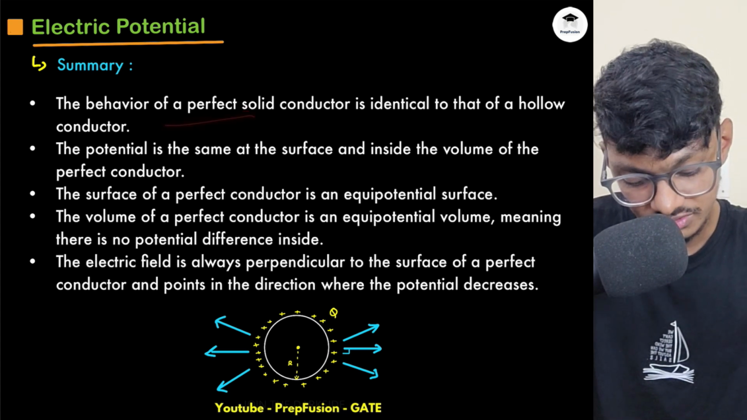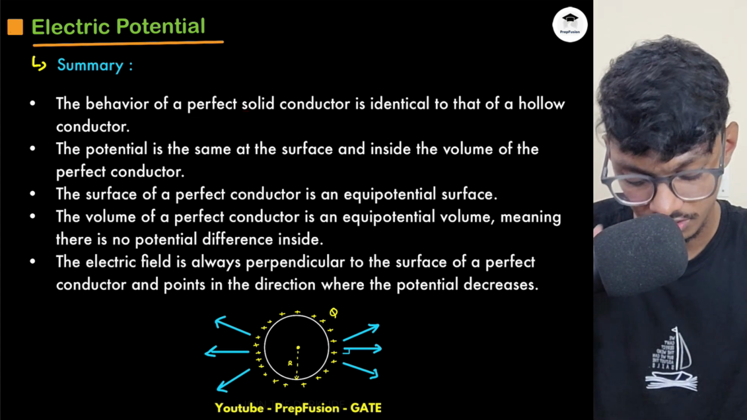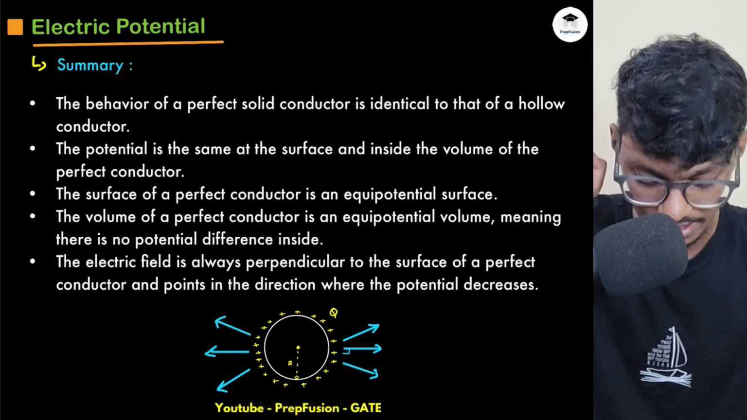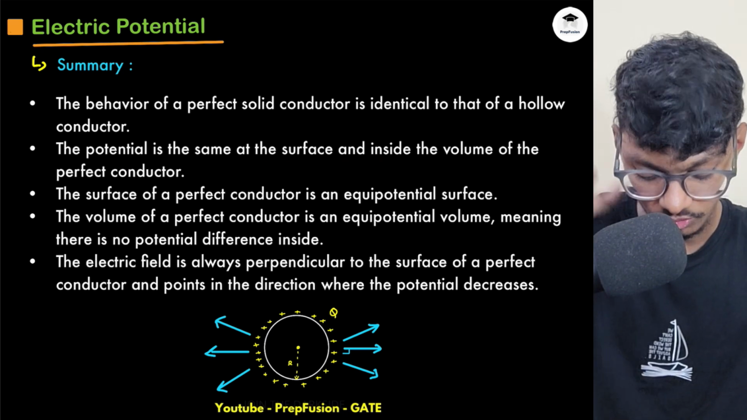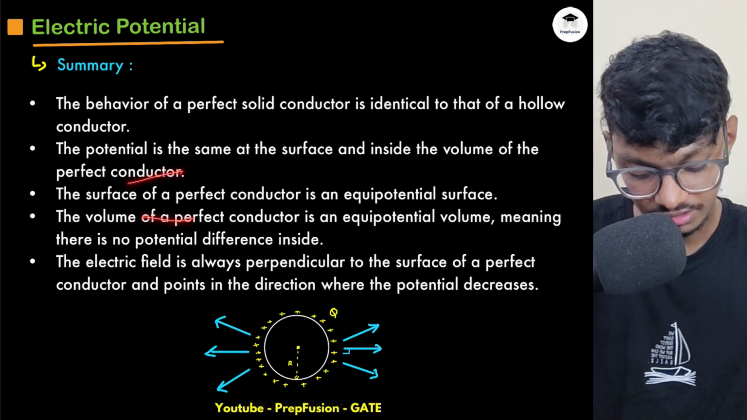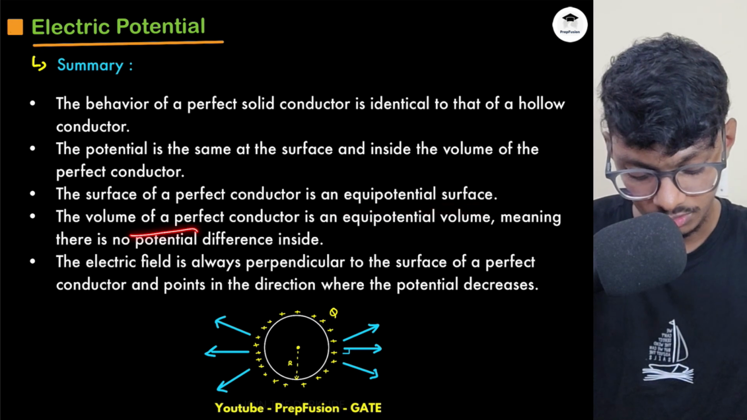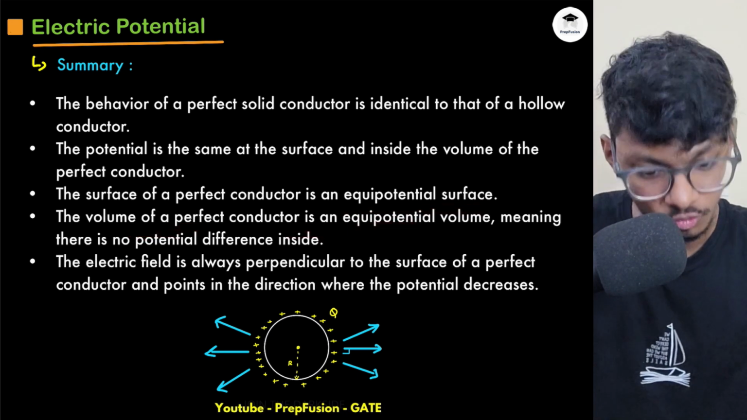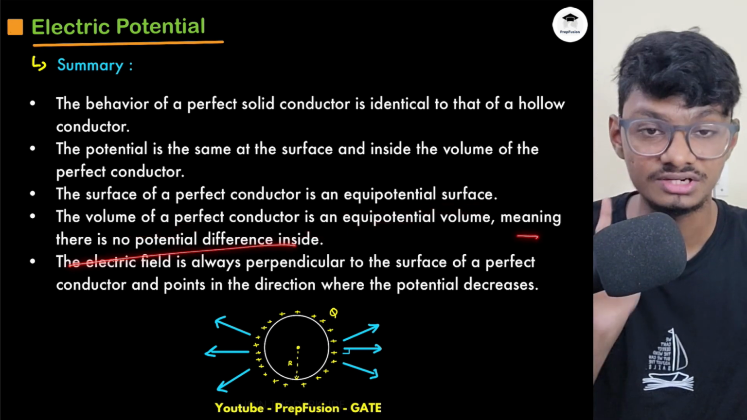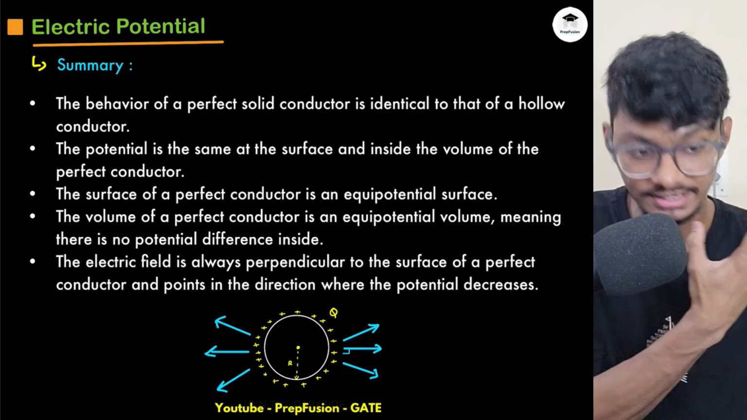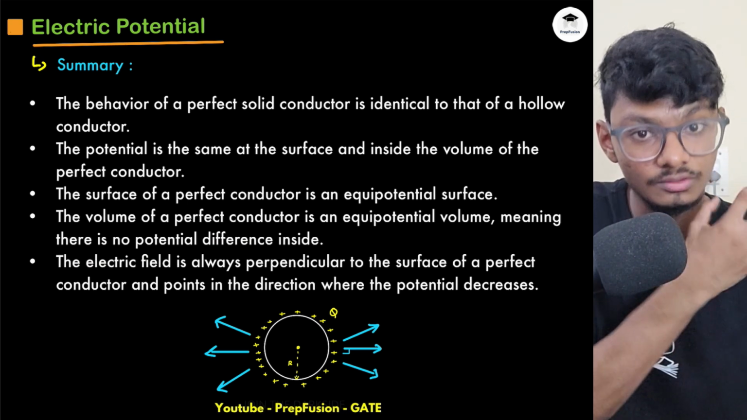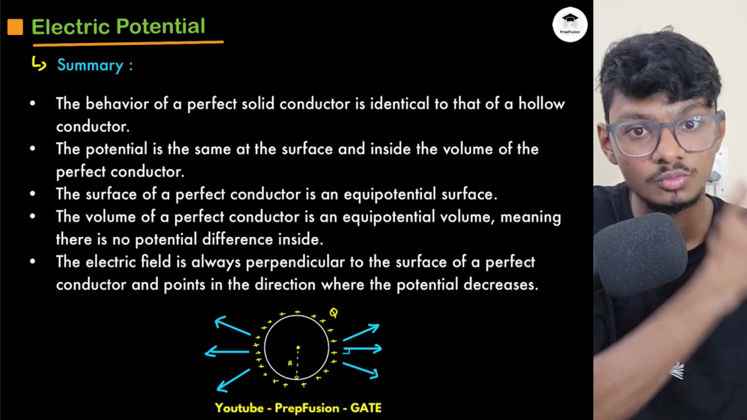The behavior of a perfect solid conductor is identical to that of a hollow conductor. The potential is the same at the surface and inside the volume of the perfect conductor. The surface of a perfect conductor is an equipotential surface. The volume of a perfect conductor is an equipotential volume, meaning there is no potential difference inside. That's why we take the Gaussian surface, which is an equipotential surface.